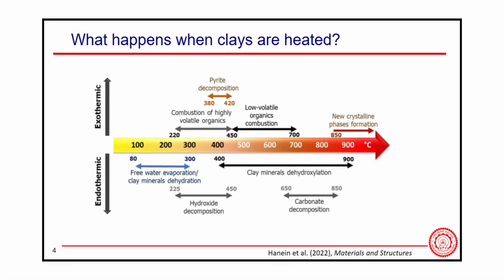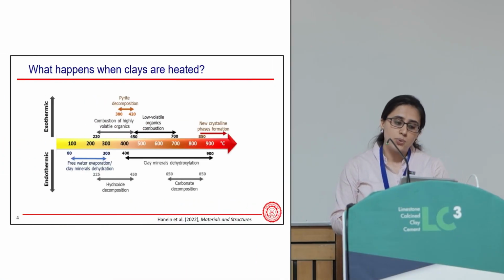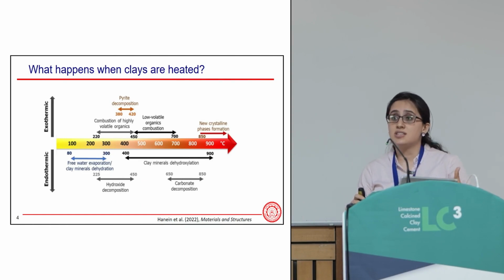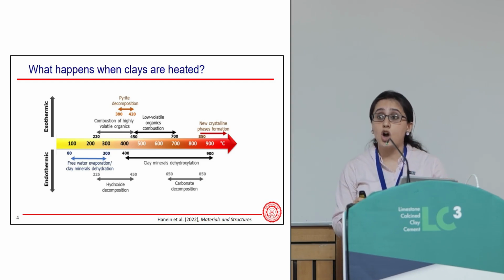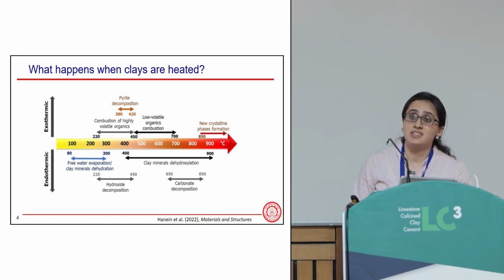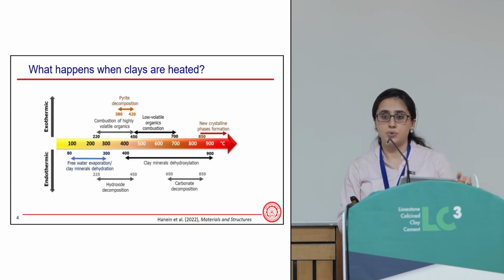So before I speak further about the calcination, let's have a quick recap of what basically happens when we heat the clays. There are different chemical reactions that take place when the clays are heated. For example, at very low temperature, around 100 to 200 degrees centigrade, the first process that happens is dehydration. In dehydration, the water molecules which are adsorbed on the surface of the clay are removed, or the water molecules which are present between the interlayer spaces in case of 2 to 1 clay minerals get removed.